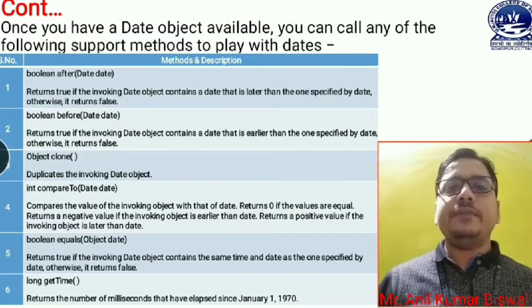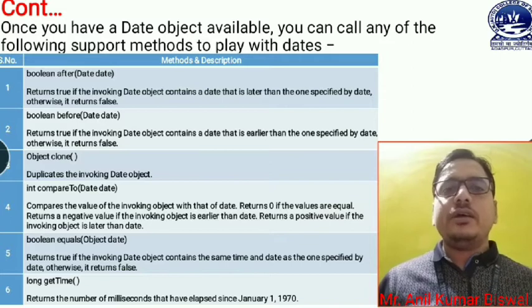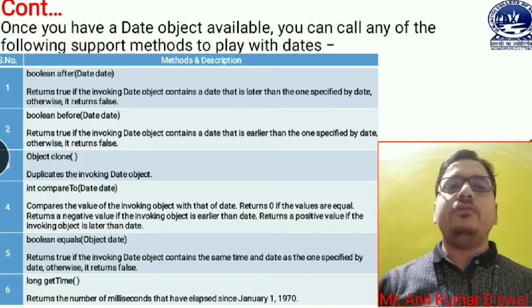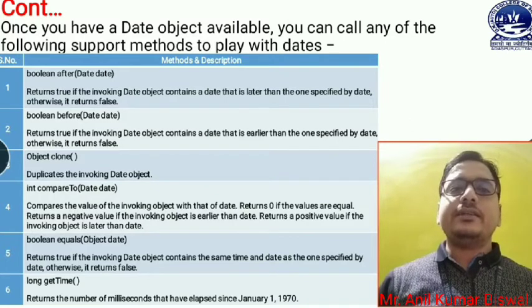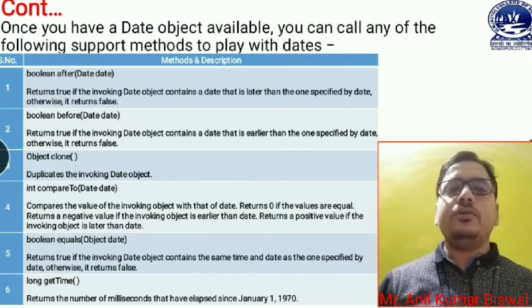The compareTo method contains a parameter of the Date type, which is specially used for comparing the value of the invoking object with that of the date. If a user wants to compare the system date to a user defined date, we can take this method. It returns 0 if the values are equal, otherwise it returns a negative value if the invoking object is earlier than the date, and a positive value if the invoking object is later than the date.